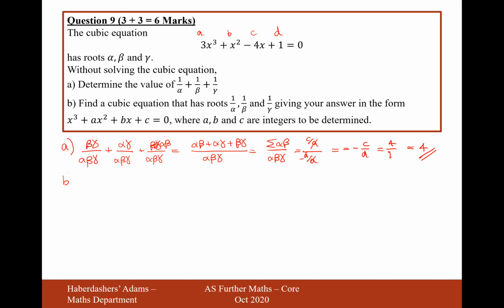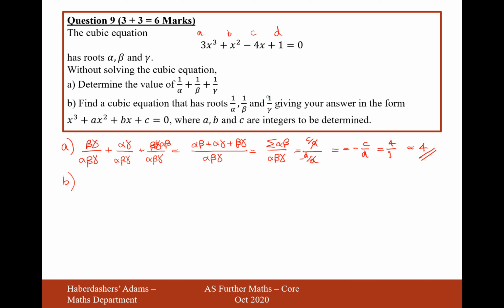And moving on to part b, so this is quite a difficult part b here. Let's have a look at it. Find a cubic equation that has roots 1 over alpha, 1 over beta, 1 over gamma, giving your answer in the form x cubed plus ax squared plus bx plus c equals 0, where a, b and c are integers to be determined.